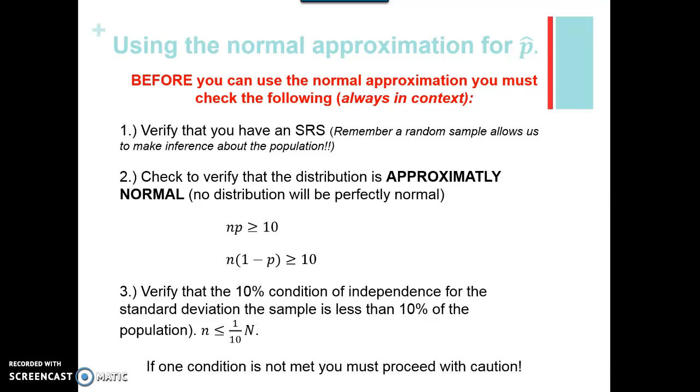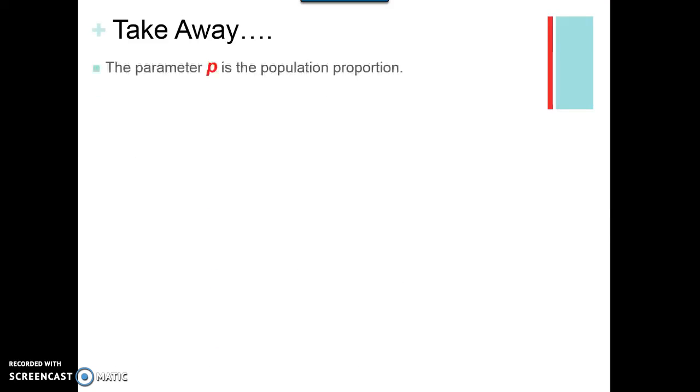context. If one condition is not met, then you have to state that we're proceeding with caution. We're not sure whether these calculations are correct. So you're warning the reader, hey, I'm going to do these calculations, but I'm not really sure if they're correct or if they're going to be good for inference about the population.